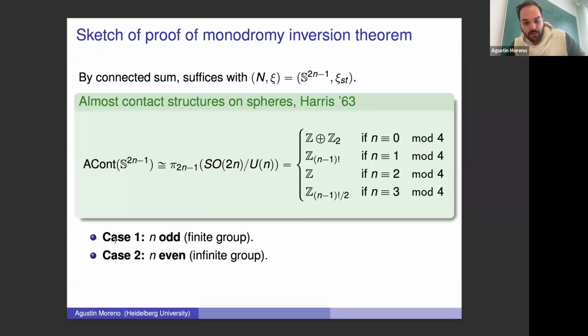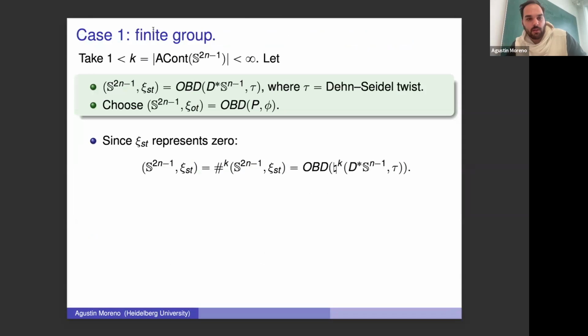The easy case is case 1, where you have a finite group, because you can just use the order of the group. The difficult case is the infinite group case, which took us a bit of work. So case 1 is fairly straightforward. This is basically stabilization tricks. You take the order of this group, which is finite by assumption.